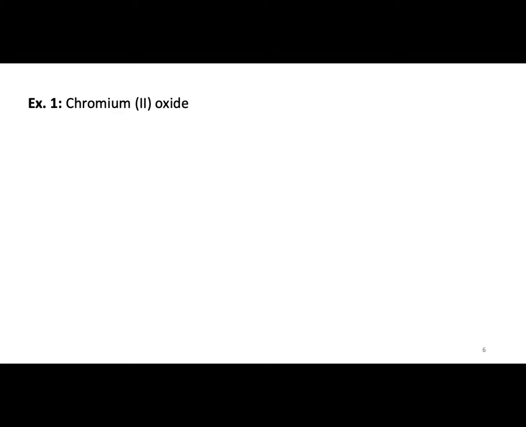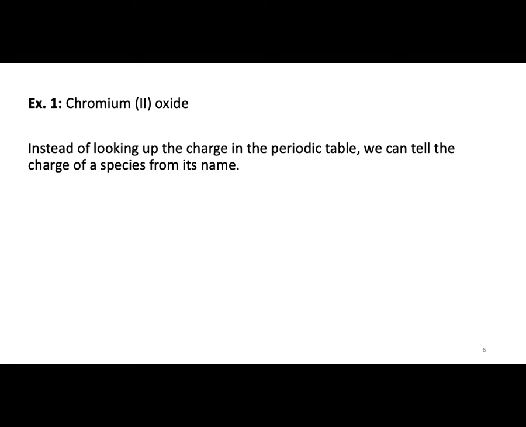Here's an example, chromium 2 oxide. Instead of looking up the charge on the periodic table, we can actually tell the charge from its name. So chromium 2 is going to be chromium 2+. Remember, all metals are positive ions. And for oxygen, we look at the periodic table and we see its ion charge is 2-. Our charges are already balanced, which is great. So our formula is CrO.